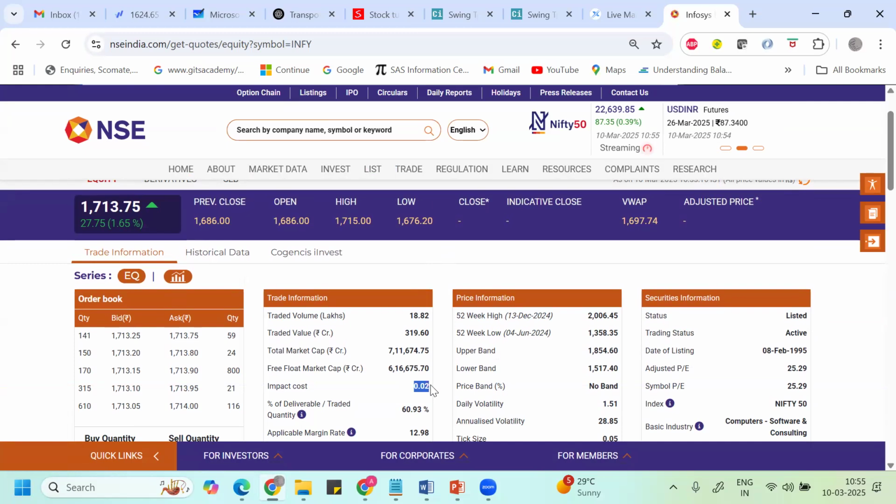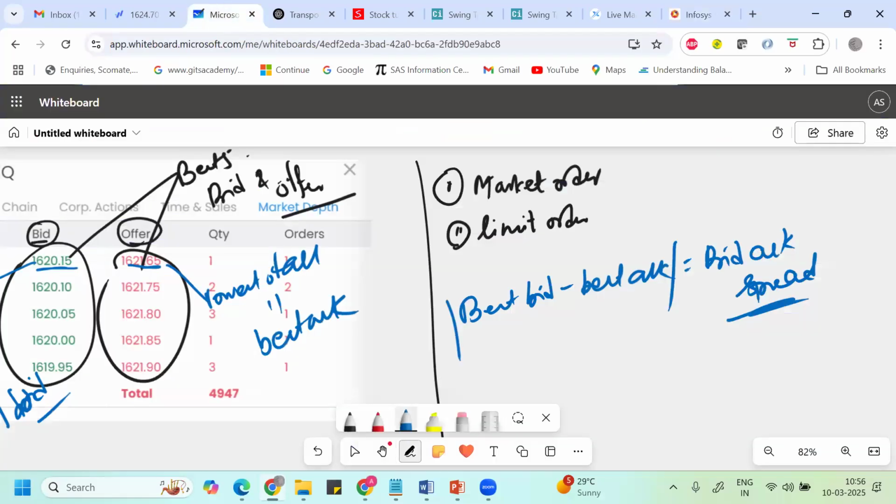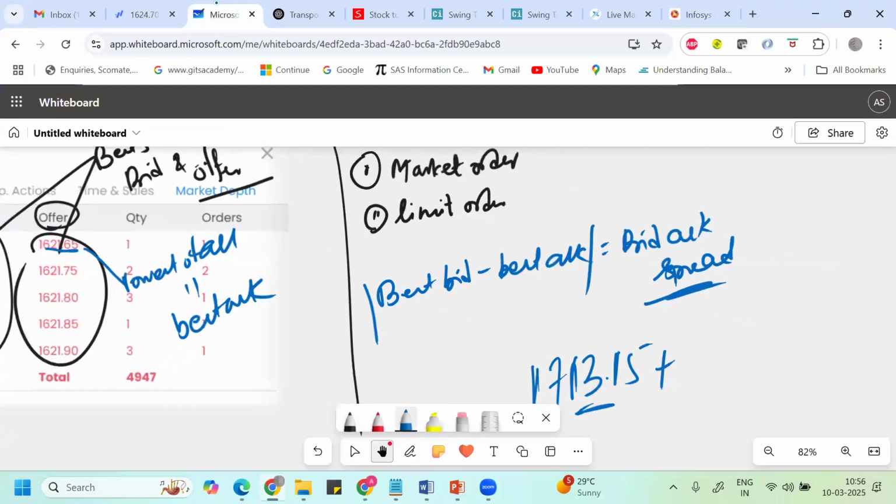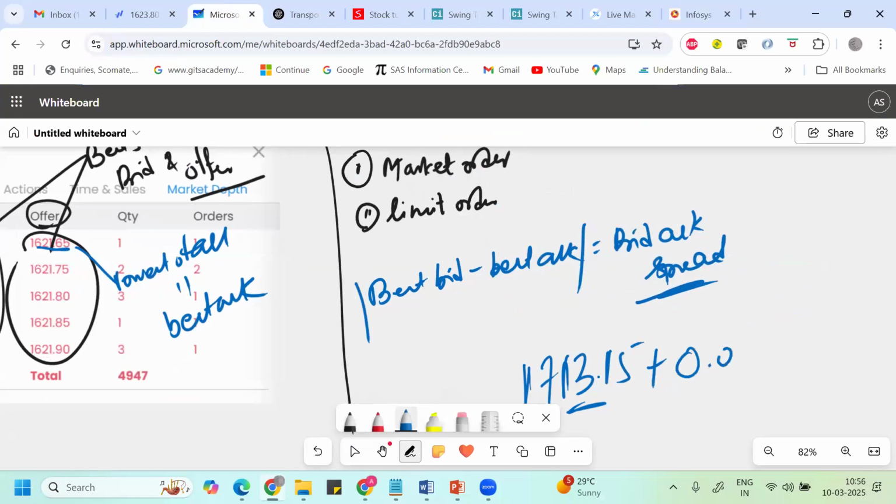Like for Infosys, the impact cost is 0.02%. Whatever the impact cost is, it tells you how much extra, in percentage, you have to pay to compensate for the liquidity of the stock. Although Infosys is trading at 1713.15, if you want to buy this stock, you may not be able to buy it at this price. Above this, you have to pay 0.02%. Why? To compensate for the liquidity of the stock.